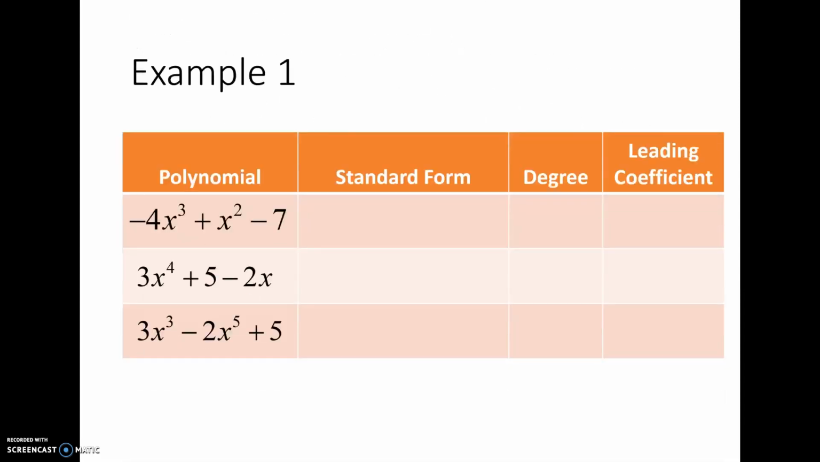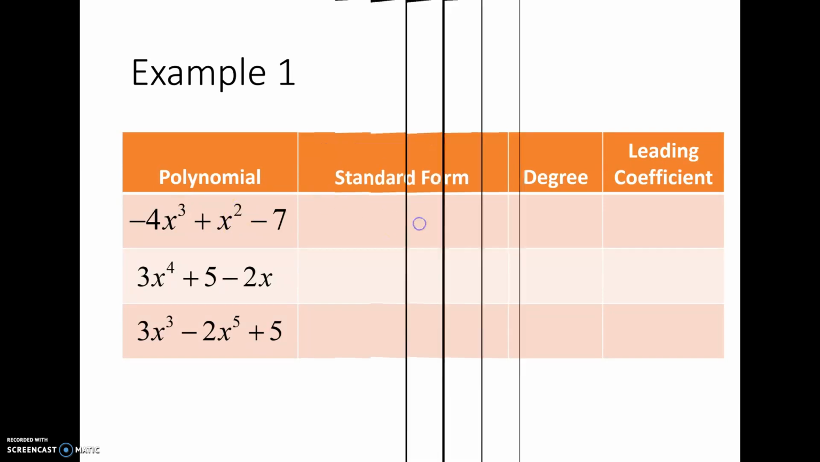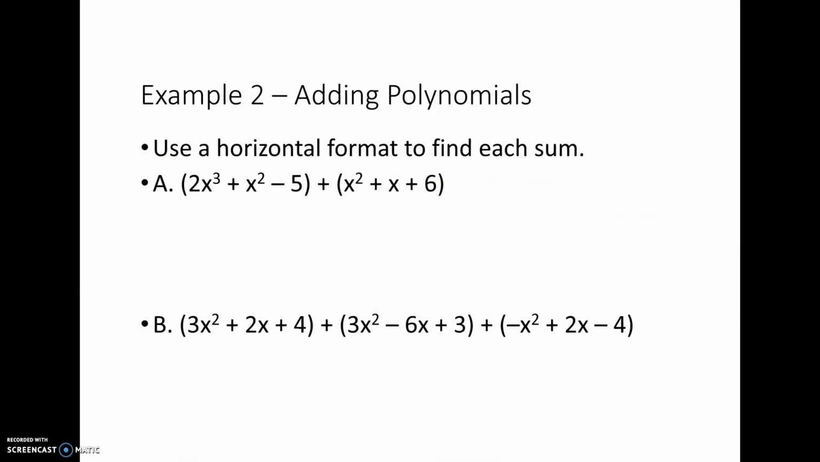So part of your assignment is going to be asking you to take a polynomial and write it in standard form. Standard form means the largest exponent first, and then write the terms in decreasing order of exponents. So this first one is actually already written in standard form. The largest exponent is 3, and then the next largest exponent is 2, so our x squared would come next. And then the number always goes at the end.